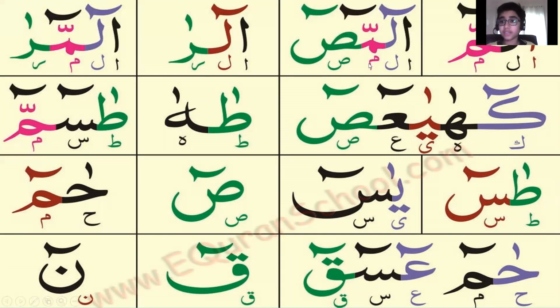Okay, now let's continue to the next word, which is alif, lam, mim, sad. It's a combination of letters alif, lam, mim, and sad. Okay, alif, lam, mim, sad.